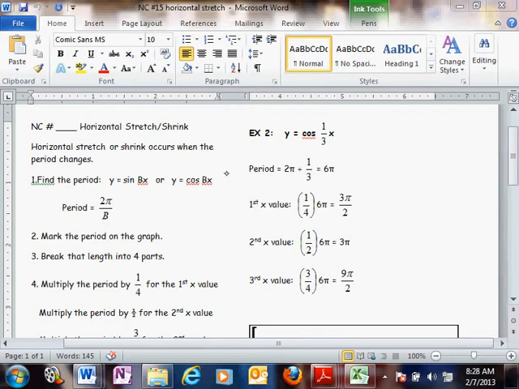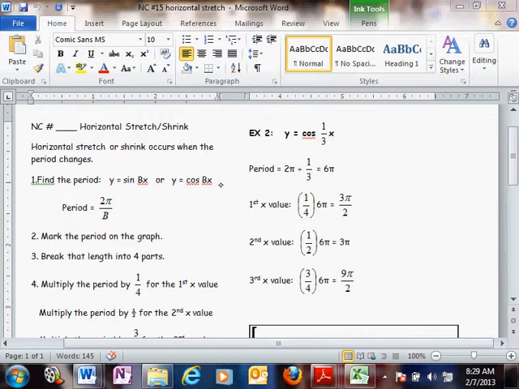Let's talk about note card 15, horizontal stretch or shrink. And this is going to change a little bit. The prior note cards 12, 13, and 14, the vertical shrink, stretch, the vertical shift, the horizontal shift. Before you can do any of those, you have to graph the parent function sine x or cosine x.